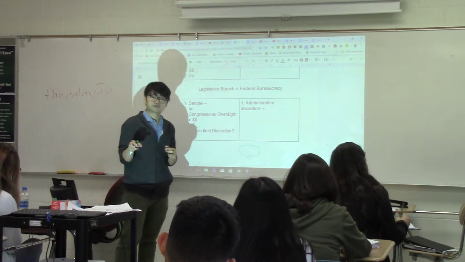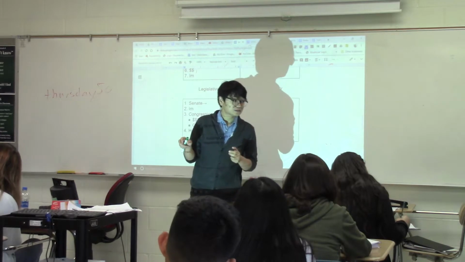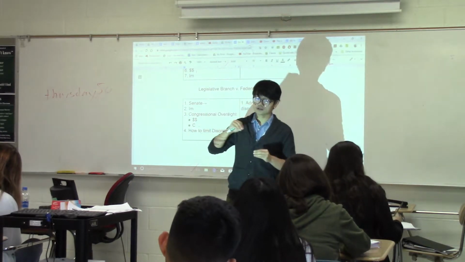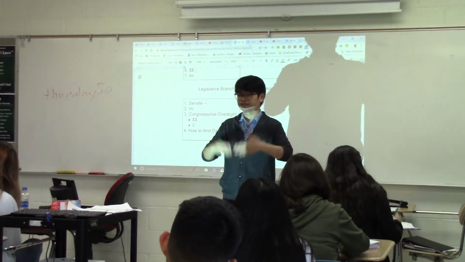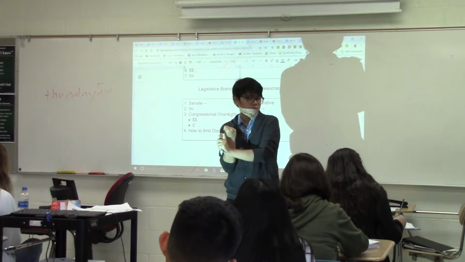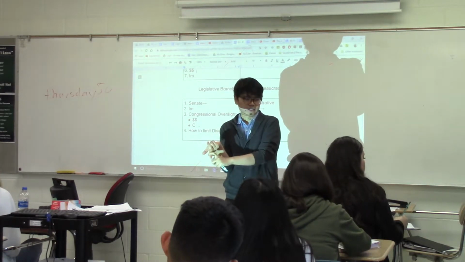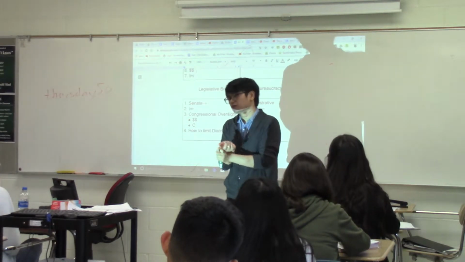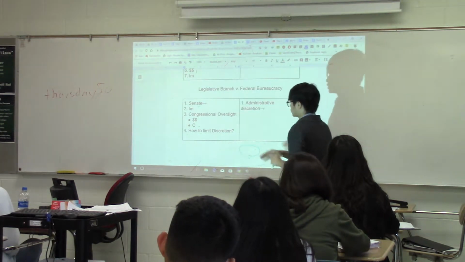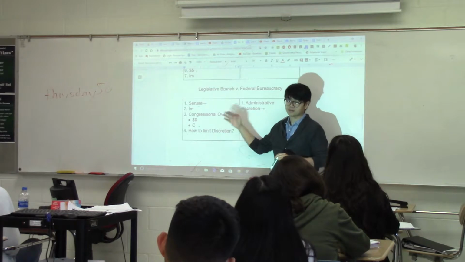What's another way to exercise congressional oversight? Congressional hearings. They can call the leaders of these agencies and departments into a congressional hearing and they can investigate what goes on. Why you're not implementing the policy the way Congress wants it to be implemented. Why you're spending your money in an irresponsible manner. So this is a way for Congress to put pressure on an agency. So make sure you remember congressional oversight, very important.